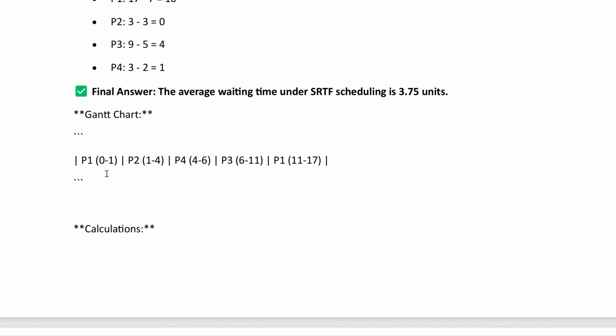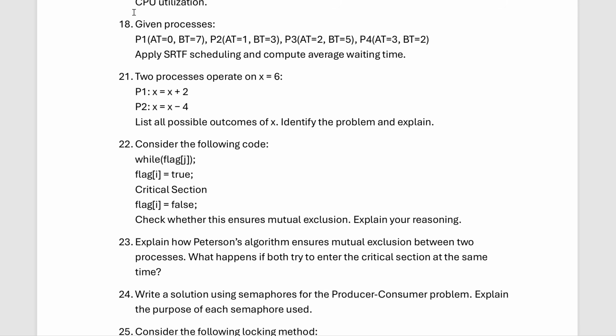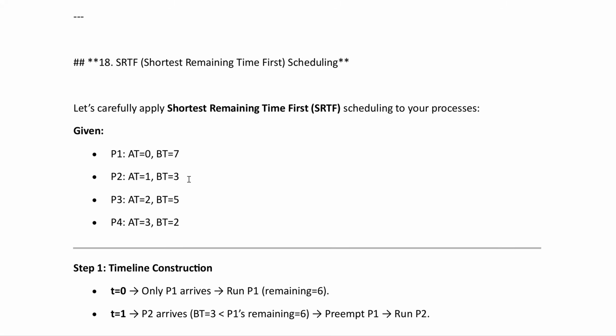So P1 is run for 1 unit of time. P2 burst time is 3. So at arrival time 1, okay. So P2 will run for 2 units of burst time, right? That is from 1 to 3. But when it is executed for 2 units of burst time, 1 plus 2, 3.